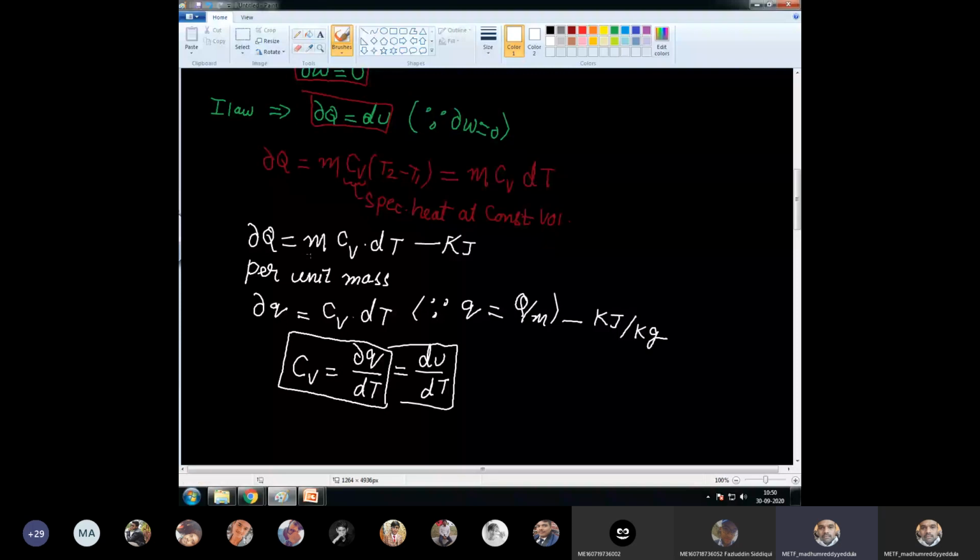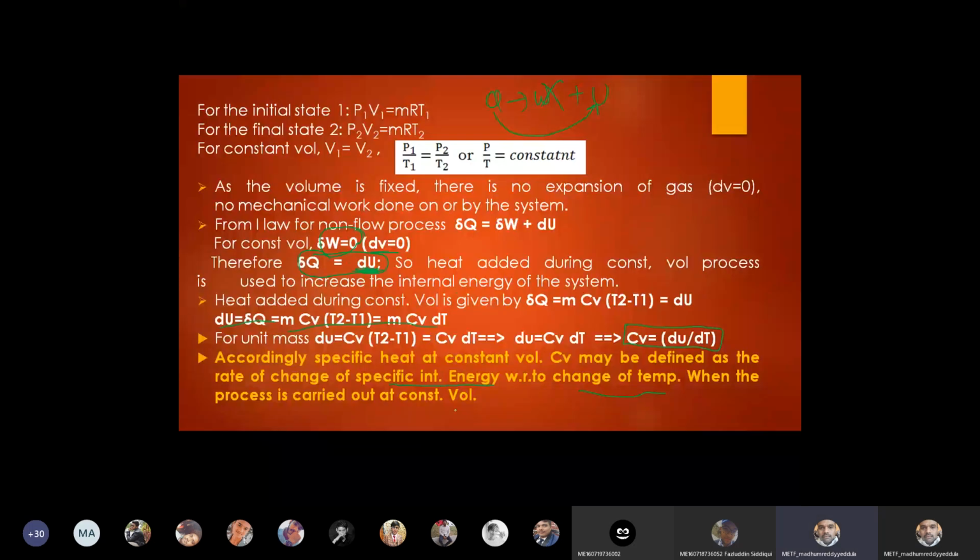Here u is equal to small u, because per unit mass we are taking. So small u is equals to U by m. So specific heat at constant volume can be defined in another way: the rate of change of specific internal energy with respect to the temperature. Clear this one, constant volume process?